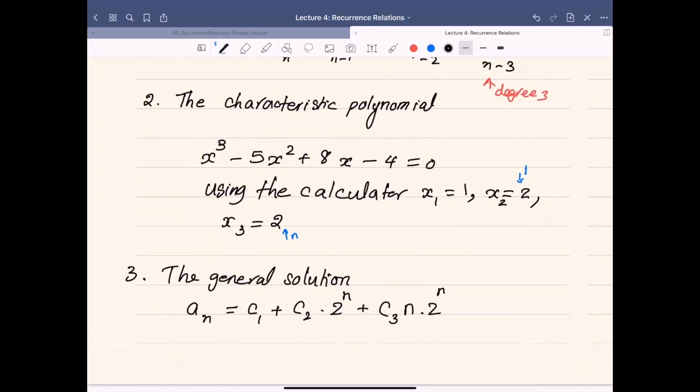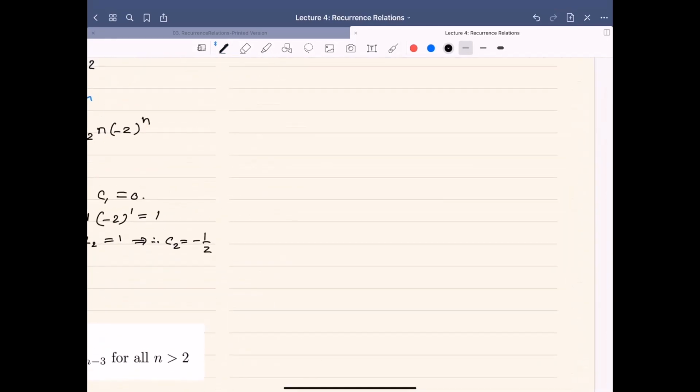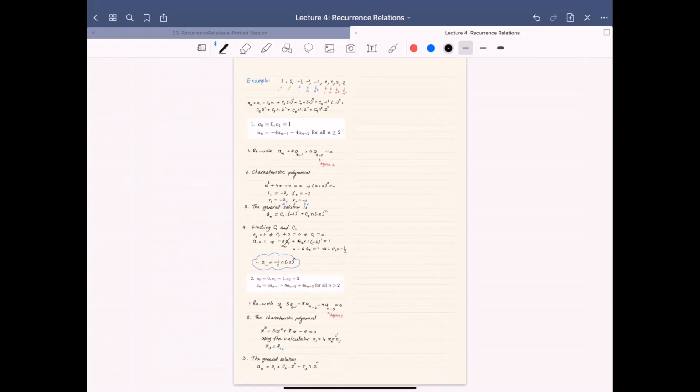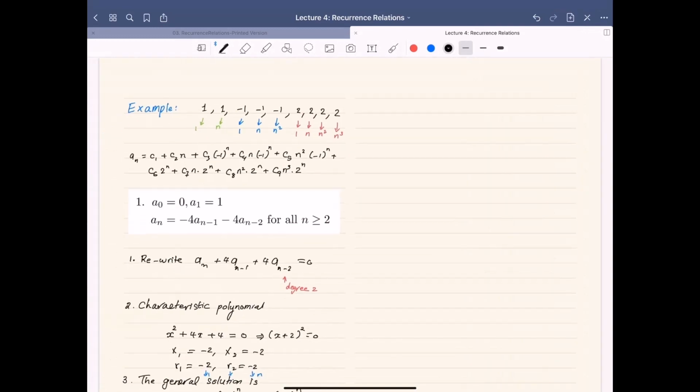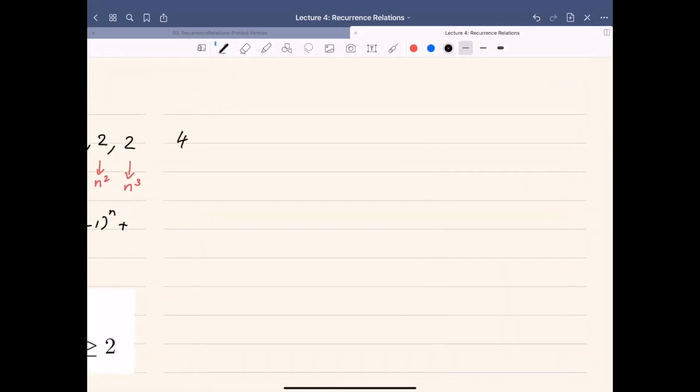Next, we need to find the values of C1, C2, and C3 from the initial values. So, step number 4, finding the constants, finding C1, C2, and C3. We have 3 initial values. We will substitute to get to the answer.